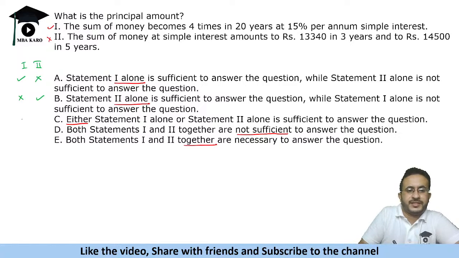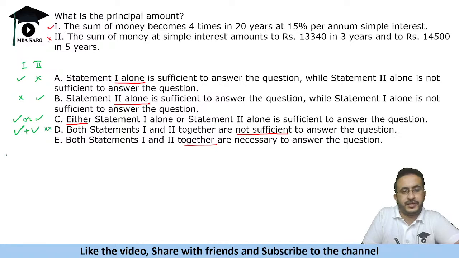So C means that you can answer from first also, or you can answer from second also. Okay, so not sufficient means if you add both these statements, then also you do not get the answer. And this means that you add one and two and you get the answer. So these are the five options that you will have in the exam.